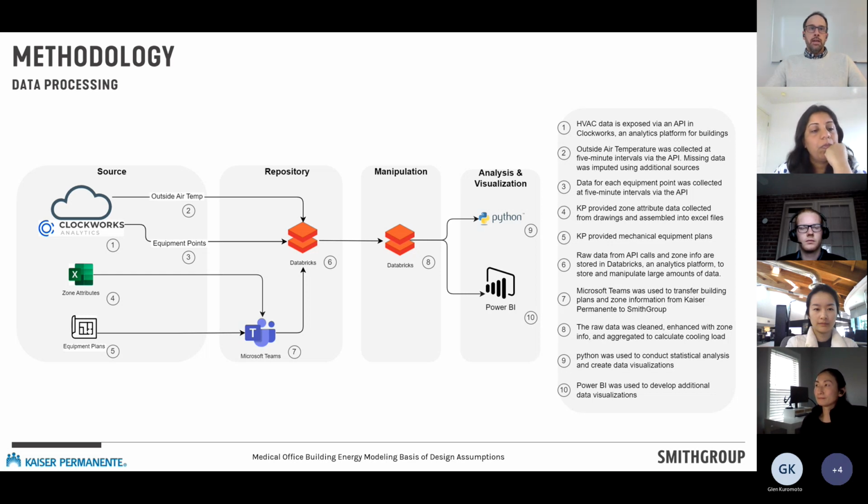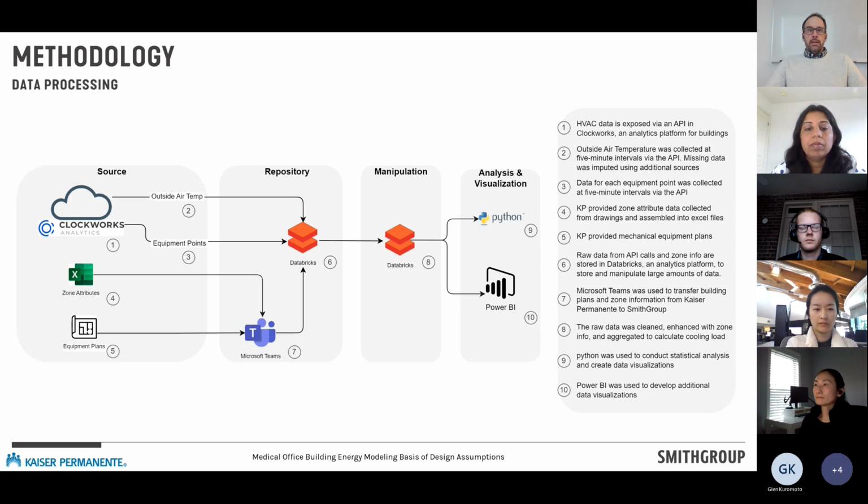It wasn't perfect, so we did have to augment that with some other sources, and that's discussed a little bit in the appendix. And then the other one is the equipment points. So both for the air handlers as well as the zone equipment, we were able to get that data directly from the Clockworks API, which was really helpful. In addition to that, there are zone attributes that the Kaiser staff collected and gave to us in Excel files, as well as equipment plans that we were able to look at.